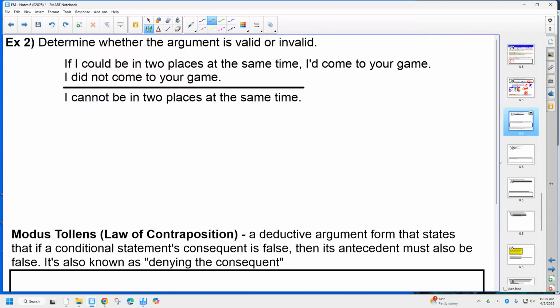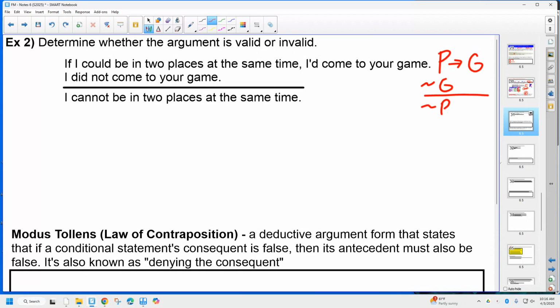Number 2, same question. Determine if this is valid or invalid. If I could be in 2 places at the same time, I'd come to your game. I did not come to your game. Therefore, I cannot be in 2 places at the same time. There's the symbology of that statement right there.